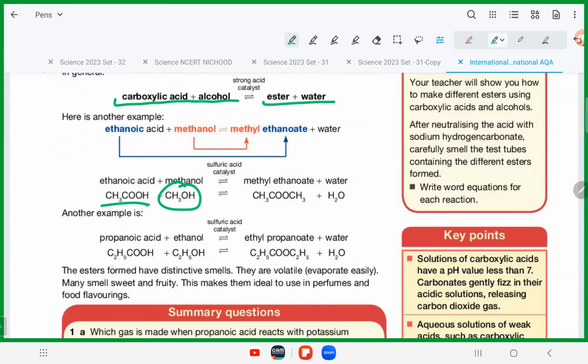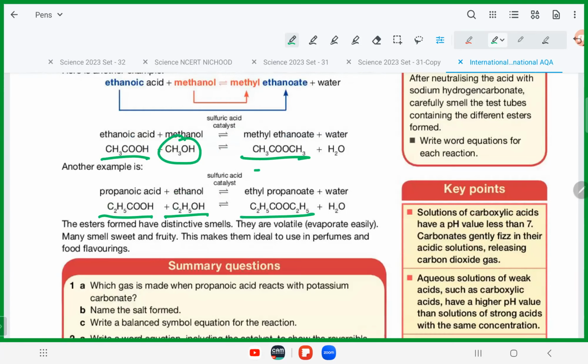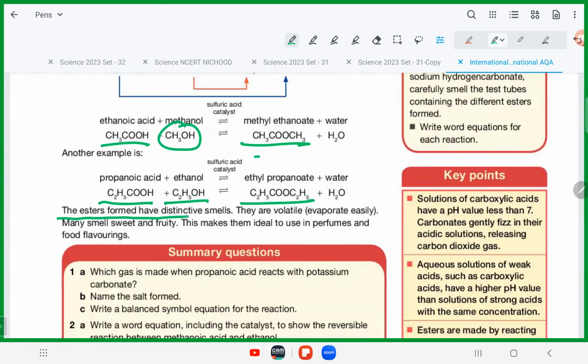Okay. So esters formed have a distinct smell. They are volatile and evaporate easily. Many smell sweet and fruity. This makes them ideal to use as perfume and food flavoring. So these are the points.